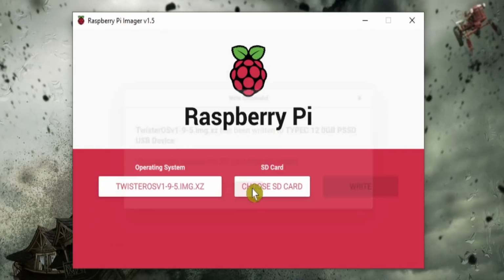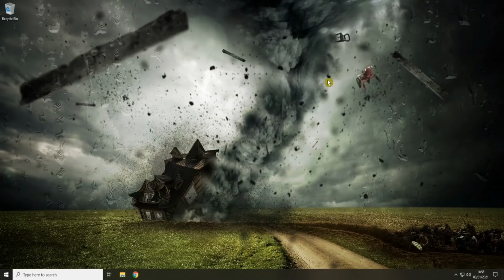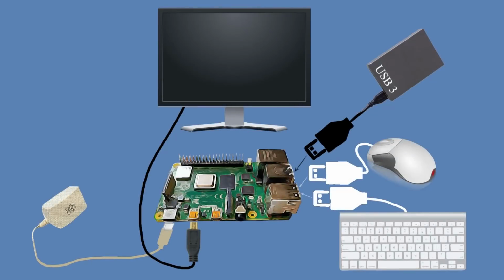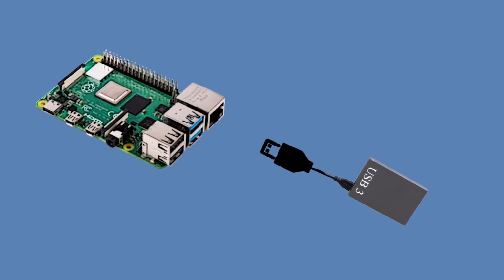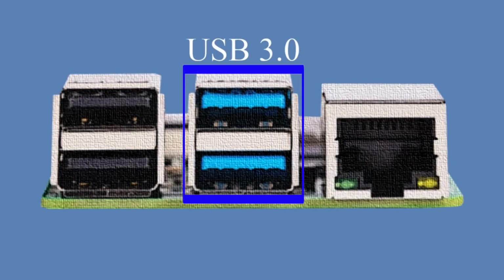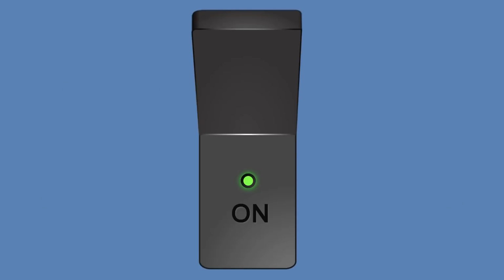Marvellous, so we can click continue, close the program and unplug our SSD. We're now ready to boot our Raspberry Pi using Twister OS. Make sure that all the peripherals are connected to your Pi, and perhaps most importantly, ensure that your external solid-state drive is connected to one of the Pi's USB 3 ports. They're the blue ones nearest the network adapter. And when you're ready to proceed, turn on the power.